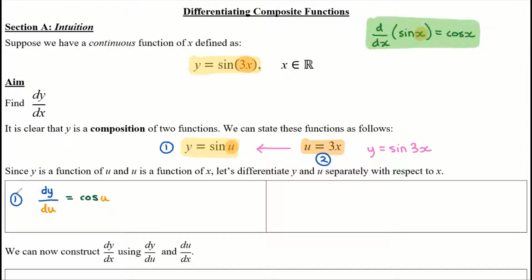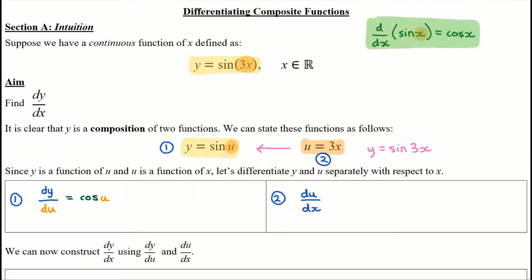Now, if we differentiate equation 2, again, we've got different variables to consider. It's u as the subject, and the independent variable is x, not u this time. So this time, we're going to have du by dx. We're going to differentiate u here with respect to x here.